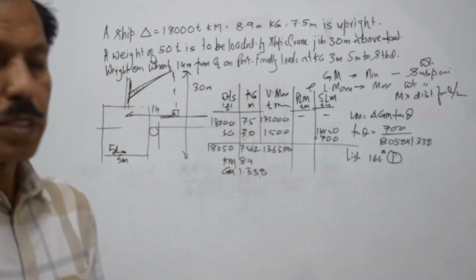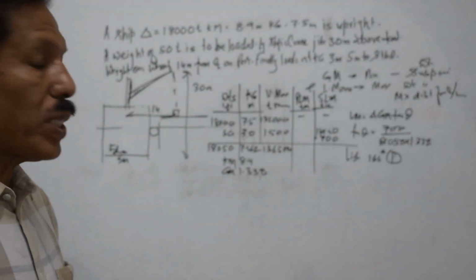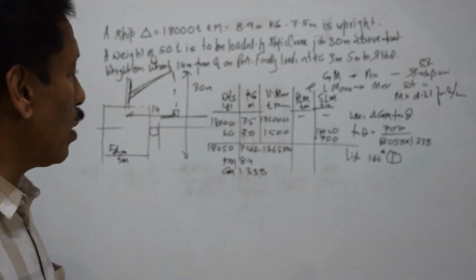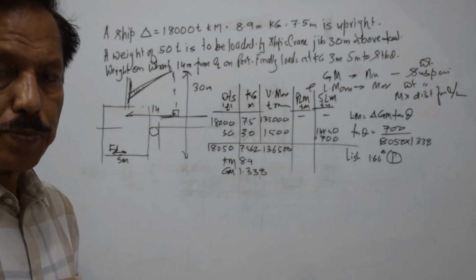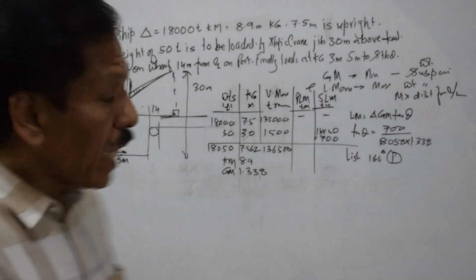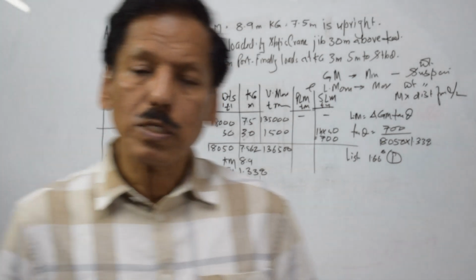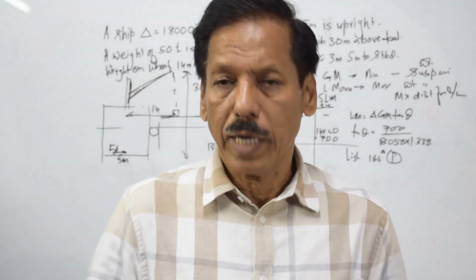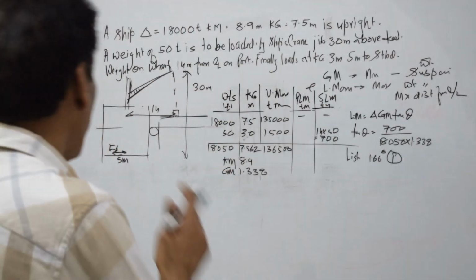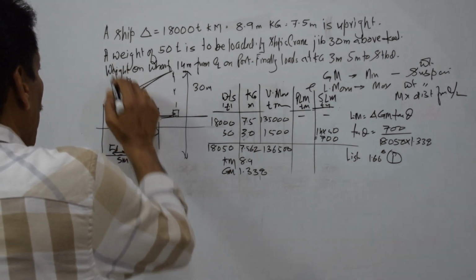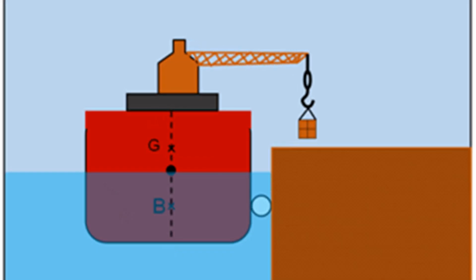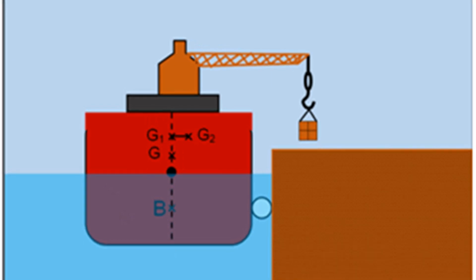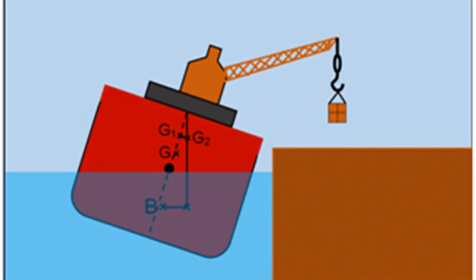Now this is the list we get when the GM is minimum during the operation and the listing moment is maximum during the operation. Now next what we need to find out is when the weight is placed on the deck. Finally, when the weight is loaded over here, that means probably the crane will be in this position and the weight is loaded. Now let us see what happens when the weight is finally loaded on the ship.